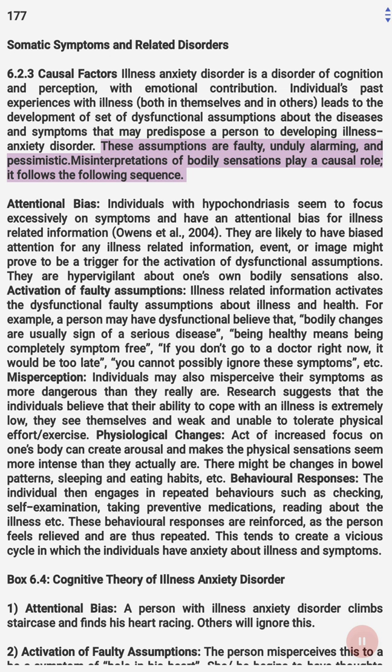It follows the following sequence. Attentional bias. Individuals with hypochondriasis seem to focus excessively on symptoms and have an attentional bias for illness-related information. Owens and others, 2004.